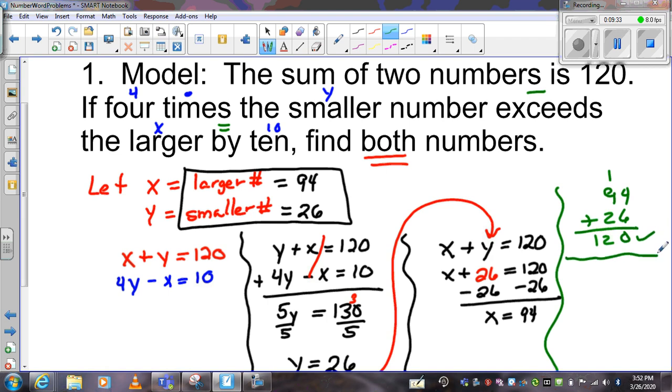Now 4 times the smaller. Okay, so I got to do 26 times 4. Exceeds the larger by 10. Oh, well, this is definitely bigger than 94 by 10, right? 94 plus 10, that gives you 104. So we're good. This checks out nicely.